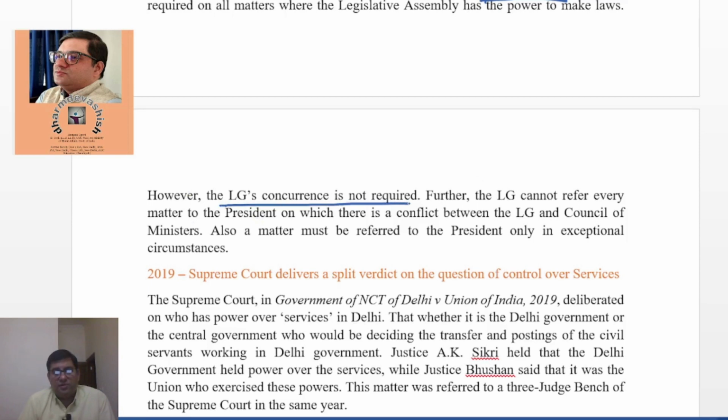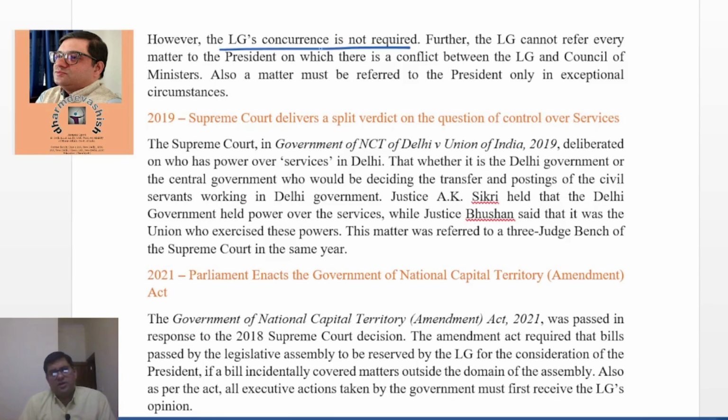So I hope you are able to see how the situation is getting overturned, or turned on its head, where the Delhi High Court judgment said that concurrence of the LG is required, whereas the Supreme Court judgment is saying that the LG's concurrence, the Lieutenant Governor's concurrence, is not required. Furthermore, if there is a dispute between the LG and the democratically elected Legislative Assembly as well as the Council of Ministers, the LG cannot refer every matter to the President. This was again cited in the judgment given by the Supreme Court.